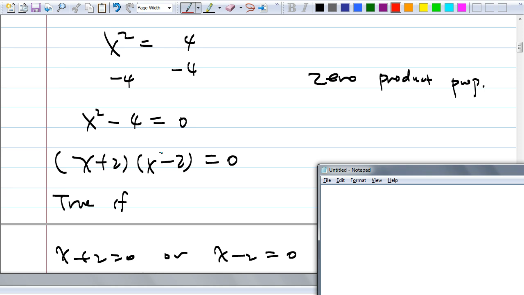So what do we get? When we have x plus 2 equals 0, we get x equals negative 2. The other one we get x equals 2. Because you subtract 2 from both sides for the first, and for the other you add 2 to both sides.